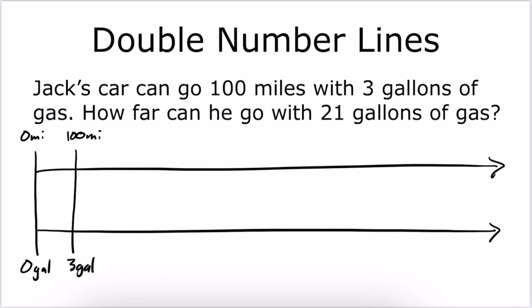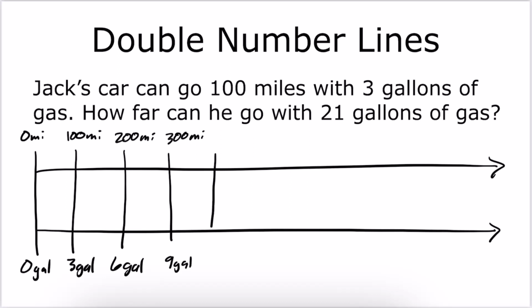And basically, the double number line just allows us to visualize how this ratio or this rate scales to bigger and bigger numbers. Because if 100 miles is equivalent to 3 gallons of gas, then 200 miles would be equivalent to 6 gallons of gas. And 300 miles would go with 9 gallons, and so on and so forth. And basically, you can just continue scaling this number line however far you need to.